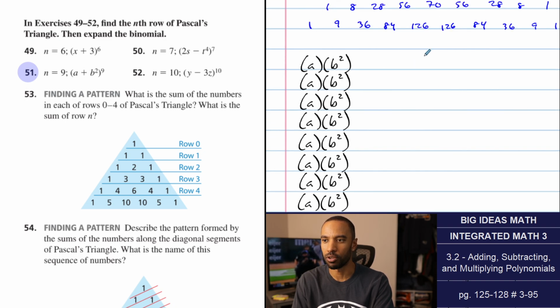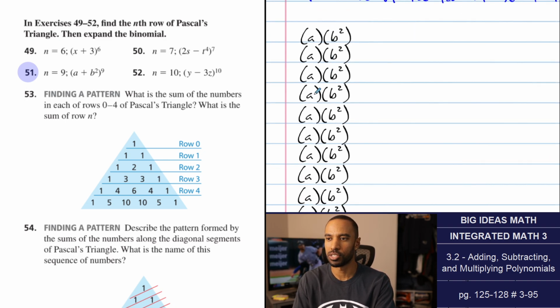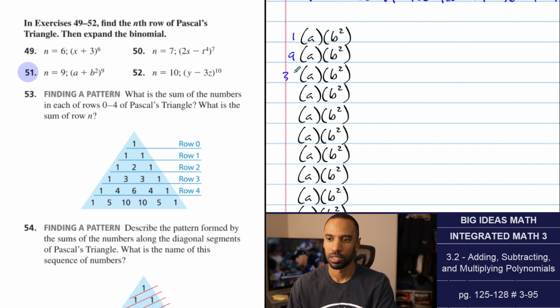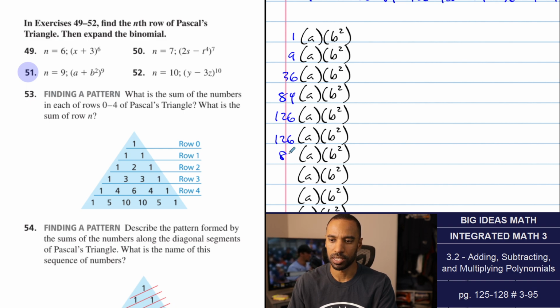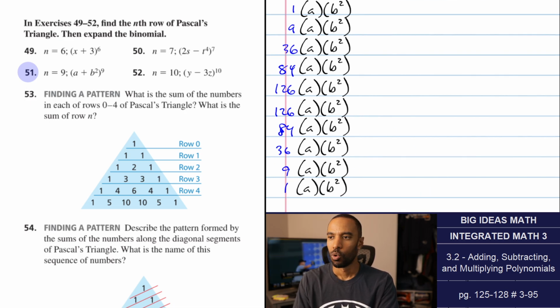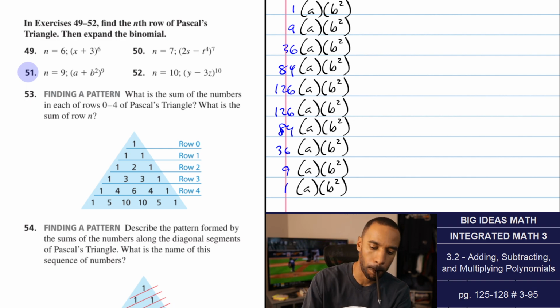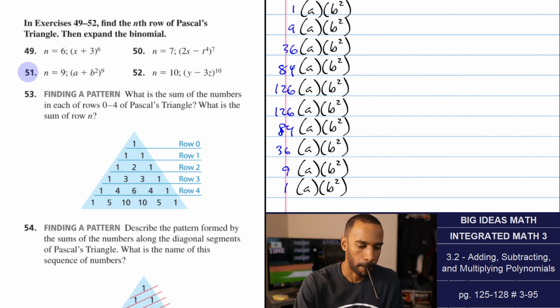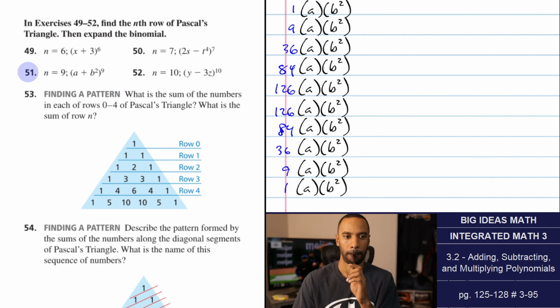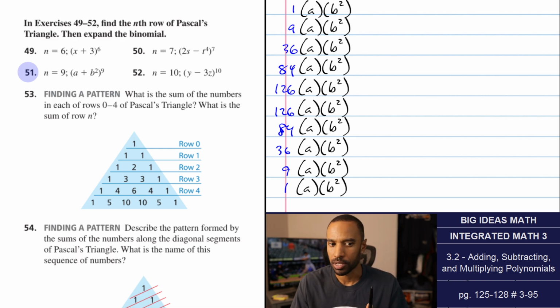Now, my Pascal's triangle numbers will go in front: 1, 9, 36, 84, 126, and then backwards, 126, 84, 36, 9, and 1. Let me Google and confirm that those are the Pascal's triangle numbers. Row 9. Yes, those are okay. Those are the numbers.